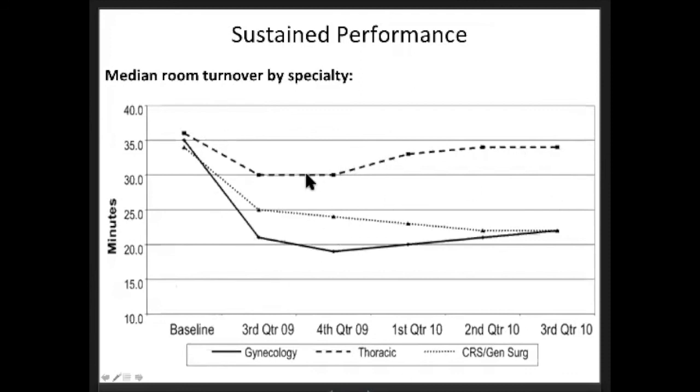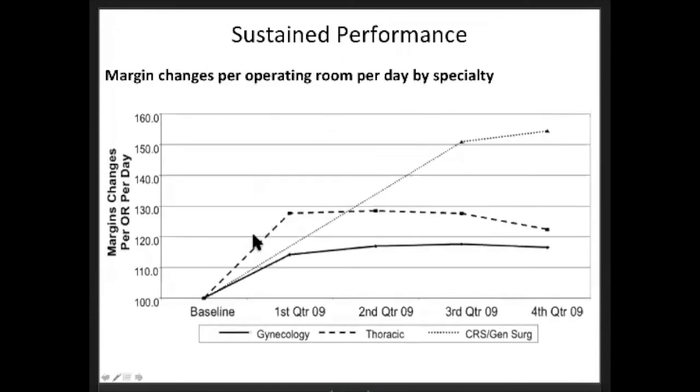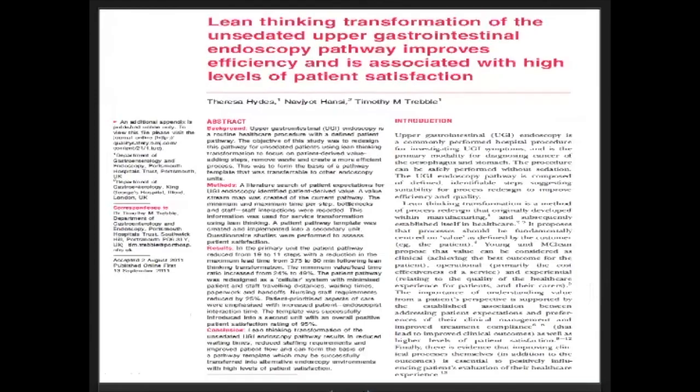For this particular measure, looks like didn't really sustain as much for general surgery and colorectal surgery. The median room turnover by specialty did come down, but eventually it went up again. And then this one is again margin changes for each of them. There's an improvement, and then it remained. So for most of them, it remained the same, and for one of them, it actually increased even further. So that's the article there.